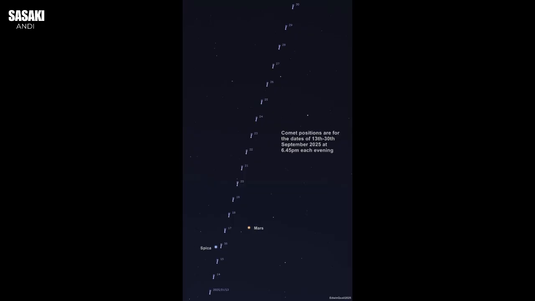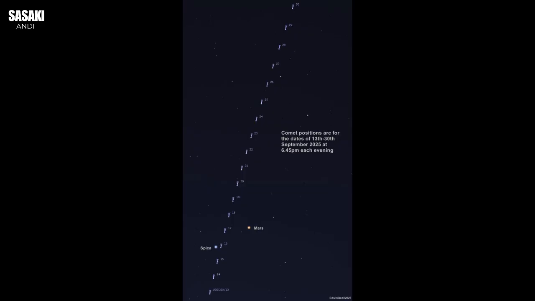And its path confirms that. It's heading back out. Yeah. After it swings by Earth in October, it's on its way out of the inner solar system. It might not come back for, well, millennia, if ever. It really is a fleeting visit. Makes seeing it now feel even more special. It does. It puts our little moment in time into perspective, doesn't it?